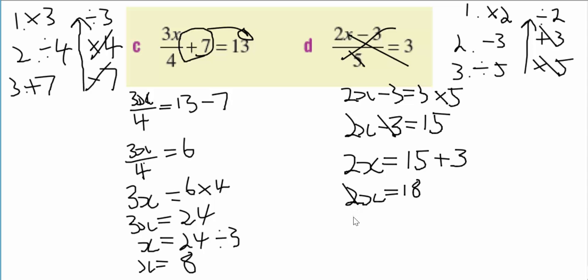So we've done that one, now we're doing the divide by 2. So the 2 is now going to be gone. So x equals 18 divided by 2. So x equals 9. Cool bananas.